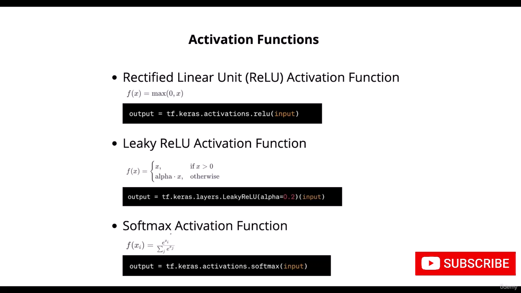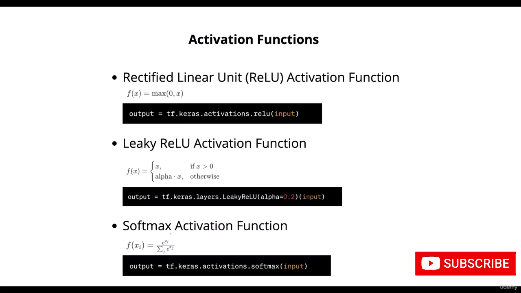Next one is the leaky ReLU activation function. The leaky ReLU activation function addresses the dying ReLU problem by allowing a small positive gradient when the input is negative. It helps prevent the issue of neurons becoming inactive during training. Mathematically, it is represented as function of x equal to x if x is greater than 0, otherwise it's alpha times x. TensorFlow usage is output = tf.keras.layers.LeakyReLU with alpha 0.2 and pass the input to it.